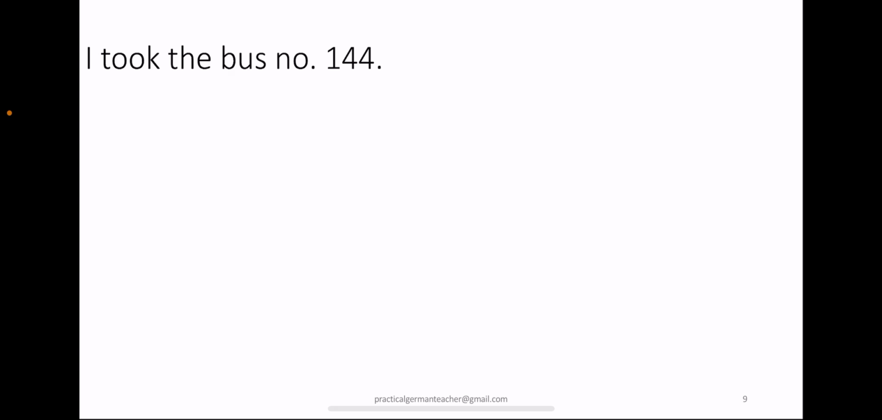Next sentence is I took the bus number 144. This is, most of us commute, and so let's say if someone asks you how did you reach here, then you have to tell how did you reach there. Or if you want to just tell someone which bus they have to take, then if you know how to say I take or I took the bus number 144, you can also say you take the bus number 144 when you are guiding someone how to reach somewhere. Let's see how we can write this in German.